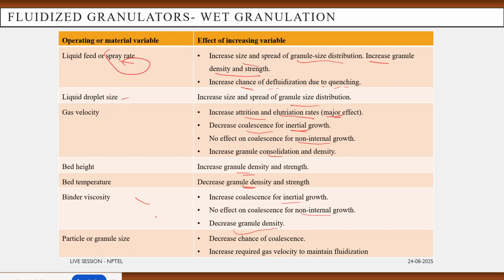Then the particle or granule size, if it is increasing, then there will be a decreased chance of further coalescence, and an increased gas velocity required to maintain fluidization at that condition of bigger particle size.